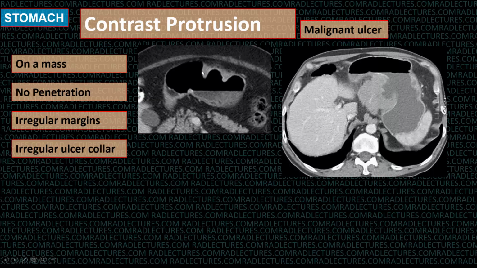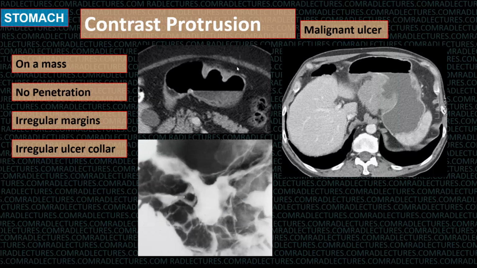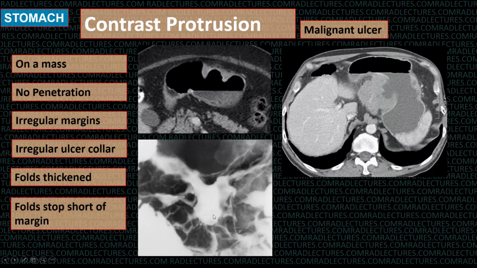If there is an ulcer collar that is formed, which in benign ulcers occurs because of edema, here it is because of the tumor, then it is irregular. The folds surrounding the ulcer are thickened, and they may not extend all the way up to the margin of the ulcer.